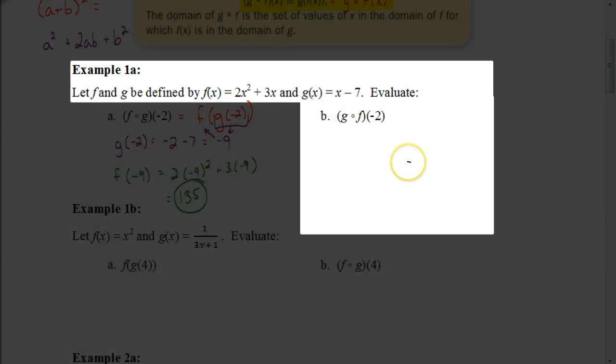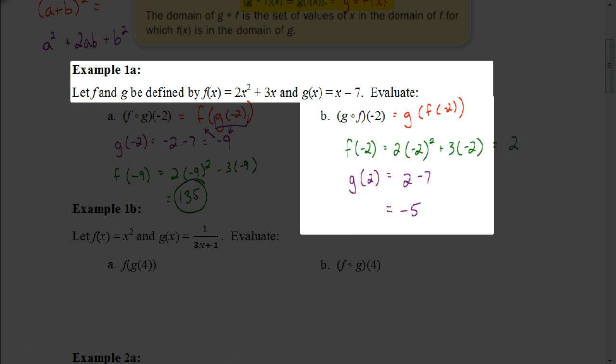So now, why don't you try this one on your own? I'll help you get it set up. Again, this means the same as g following f of negative 2, like this. So I'm going to put negative 2 inside of function f, and then we're going to put that answer inside of function g. So go ahead, take a minute, and work this one out. Pause the video and hit play when you're ready to check your answer.